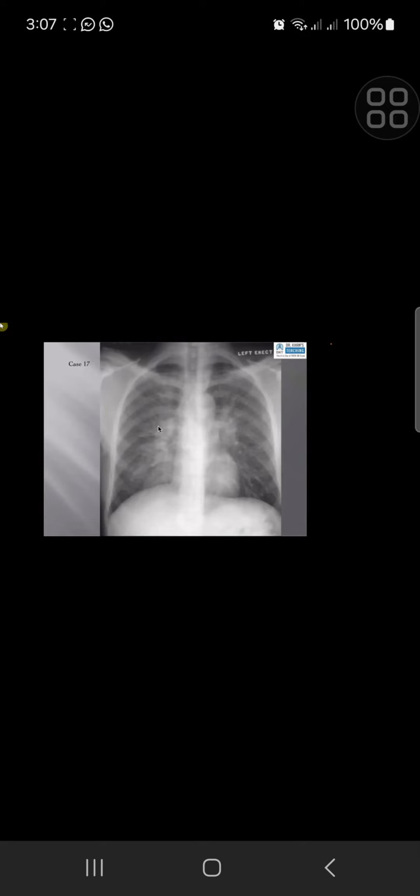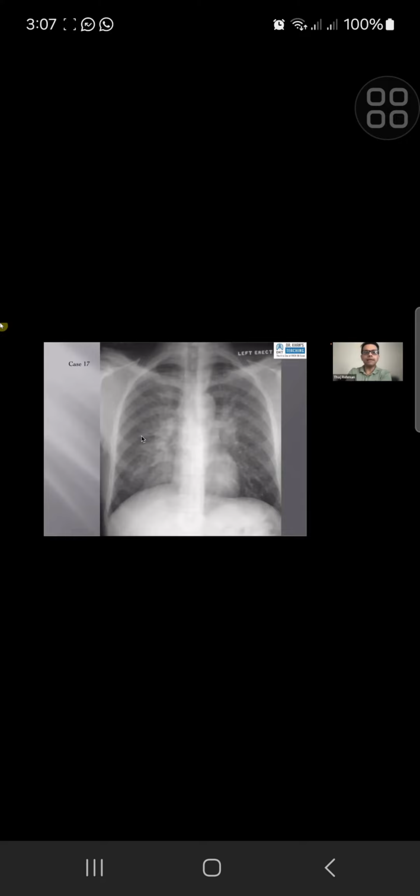Oh, sorry. In that case, I would think about things like bilateral hilar lymphadenopathy. I would think about lymphoma. I would think about TB. I would think about sarcoid as well, especially with the nodular opacities. This is most likely sarcoid. My first impression was sarcoid.